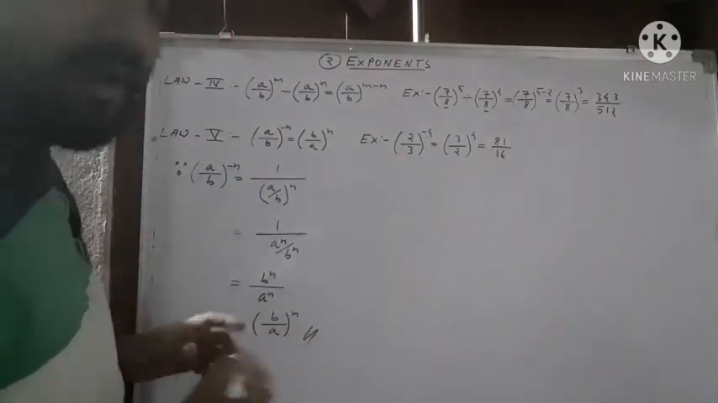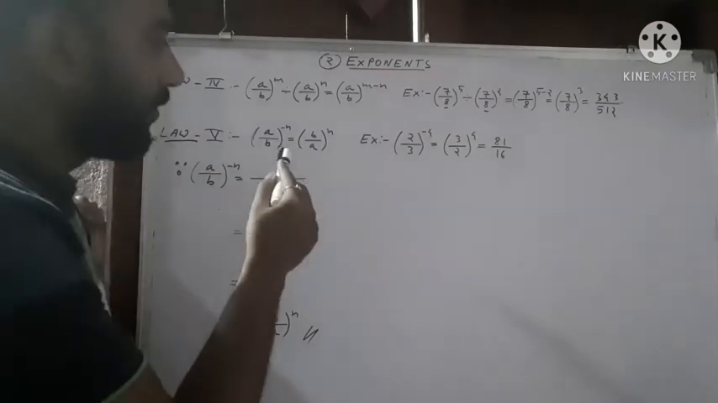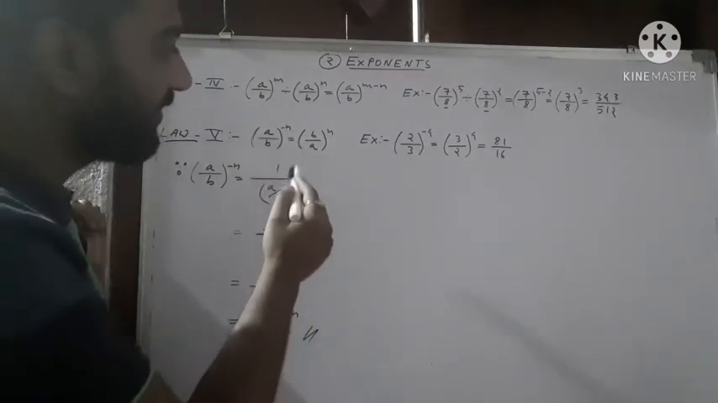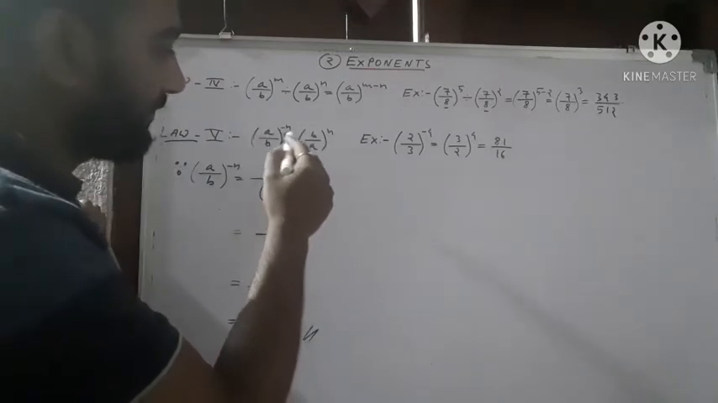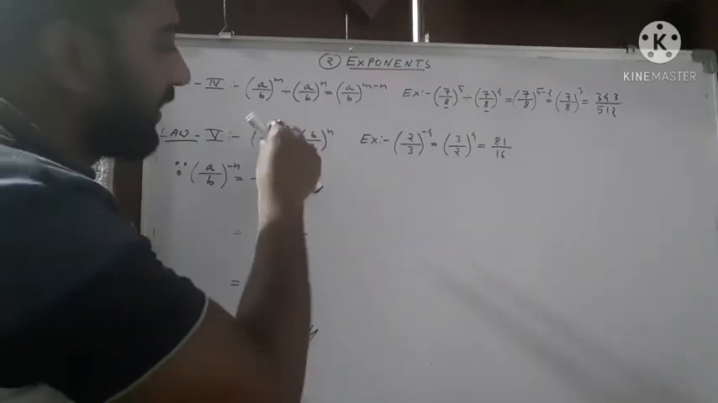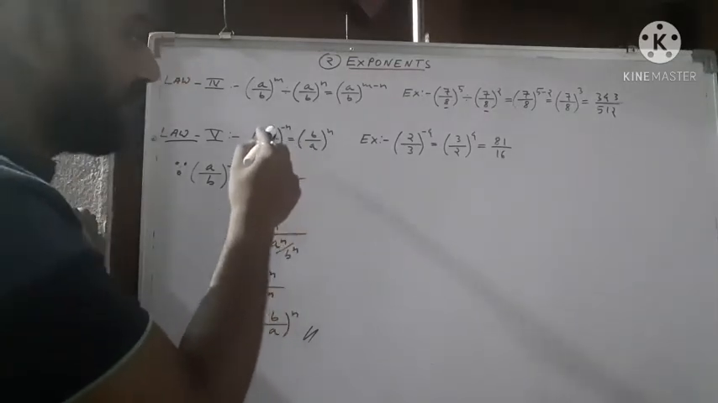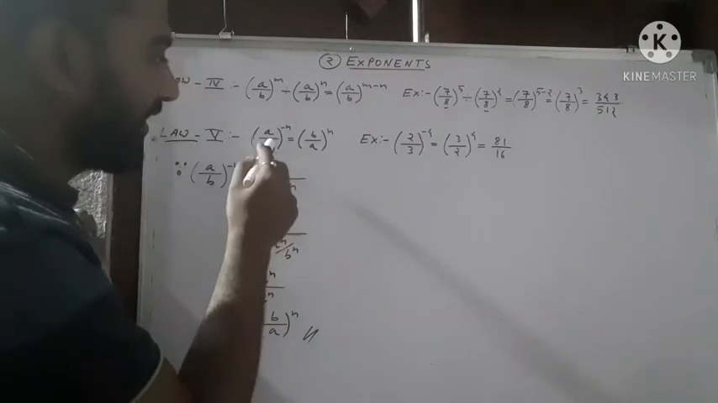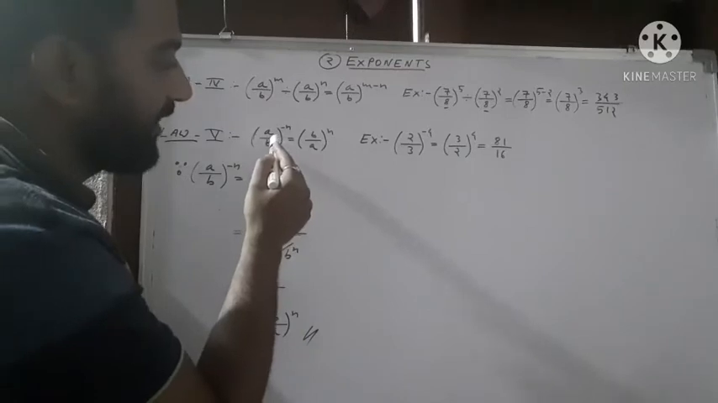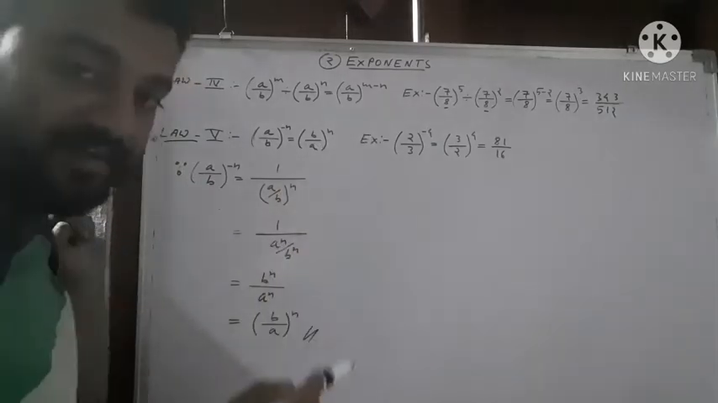So let's proceed to the next law, which is law number 5: (a/b) to the power minus n. When the power is negative, we just take the reciprocal of the given rational number. Here b is the denominator and a is the numerator. If a becomes the denominator and b becomes the numerator, then the power will become positive. So let's understand with an example.